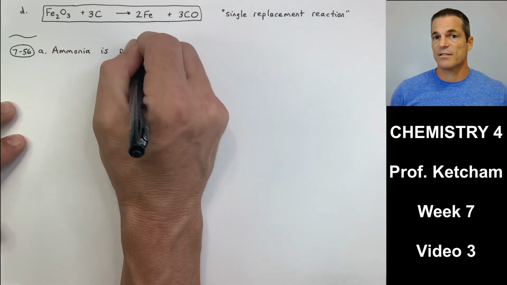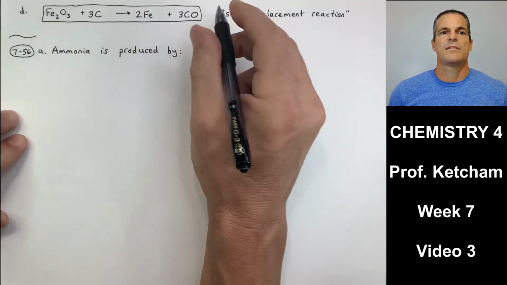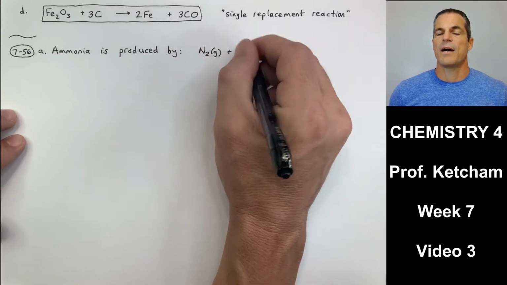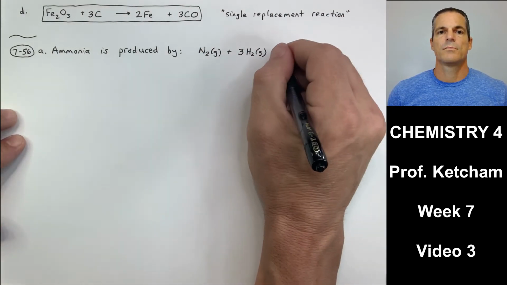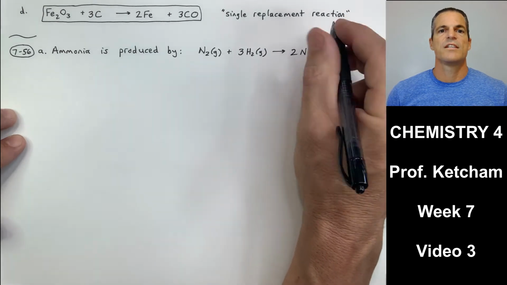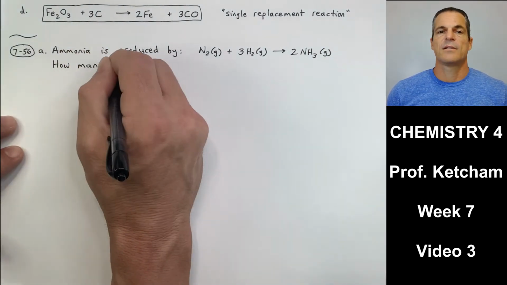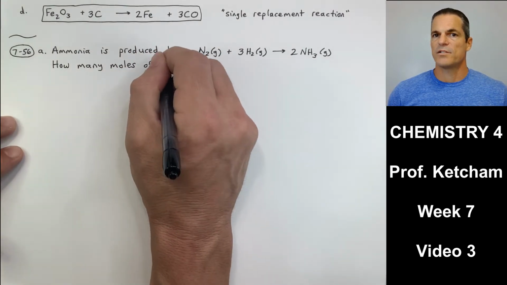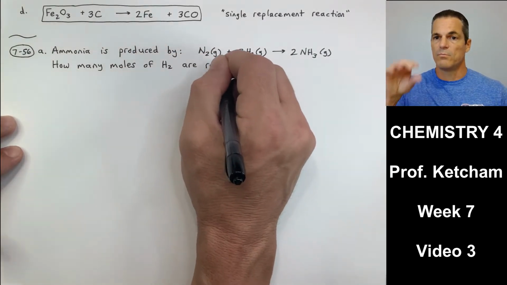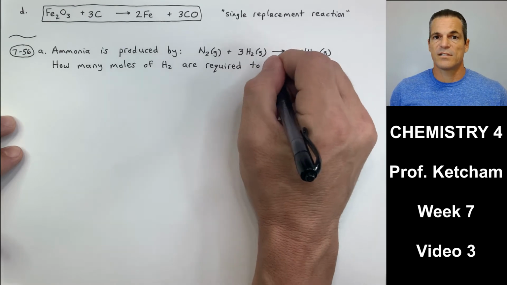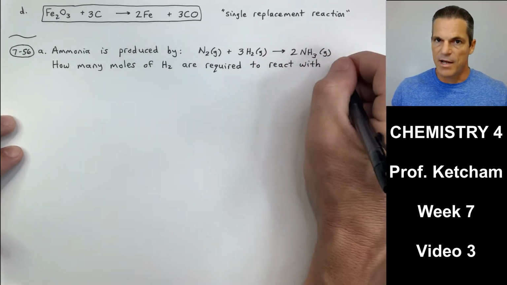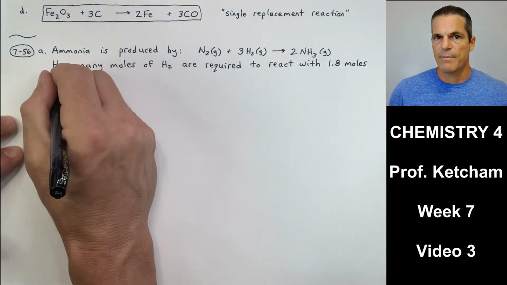Number 56, A, it says ammonia is produced by N2 plus 3H2 yields 2NH3. And these are all gases. And here is the question. So now we're going to start to use moles to grams, grams to moles, etc., but using balanced equations as well. This is stoichiometry now.